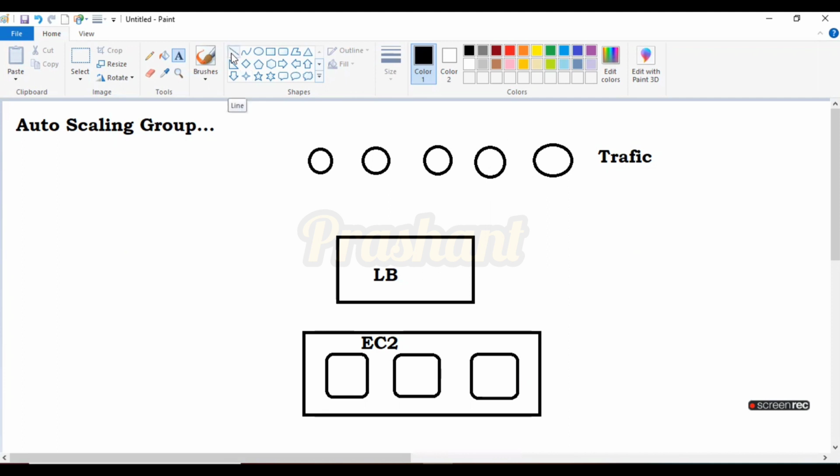Initially the request will come from the user to the load balancer. Load balancer will check which EC2 is free. Suppose the first request will come to the first EC2. When the second request comes, the load balancer checks; the first is already busy serving the response to the first user. The second request will go to the second EC2.